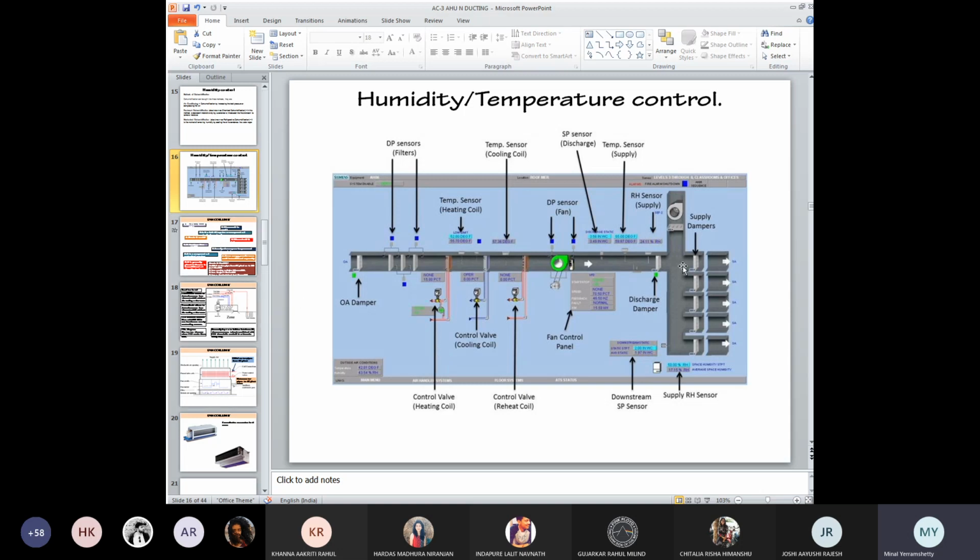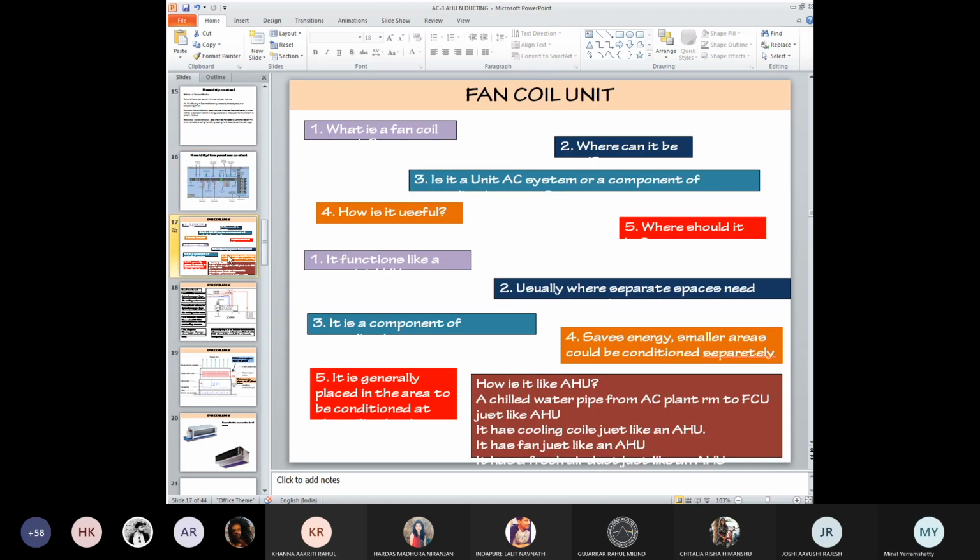So any questions till now, guys? If not, we'll go further ahead. So we talked about zoning, right? And we talked about how I can then control my separate areas, and that's where the fan coil unit comes in.